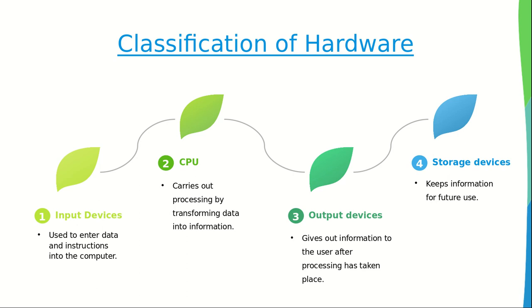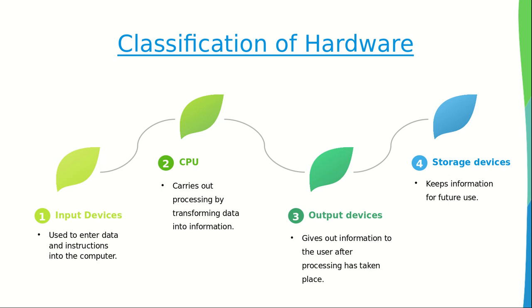Let's go to the third type of hardware, the output devices. Now, after data has been changed into information, we require devices that will be able to give out this information to the user. These are output devices. So output devices are those that are used to give out information to the user after processing is complete, or after processing has taken place.